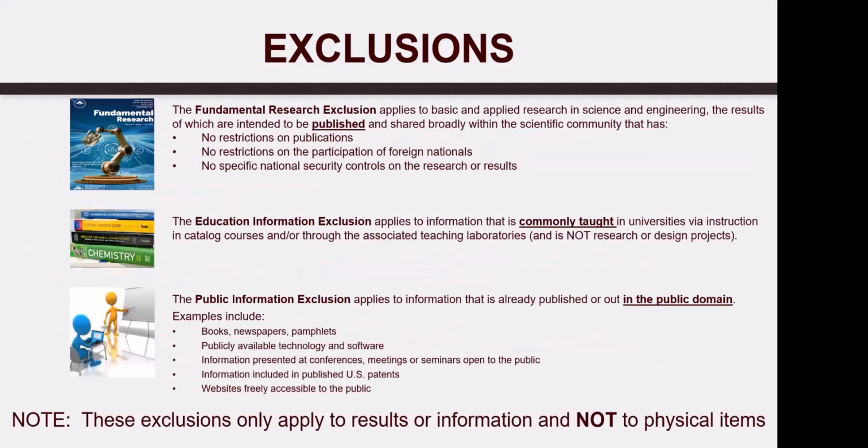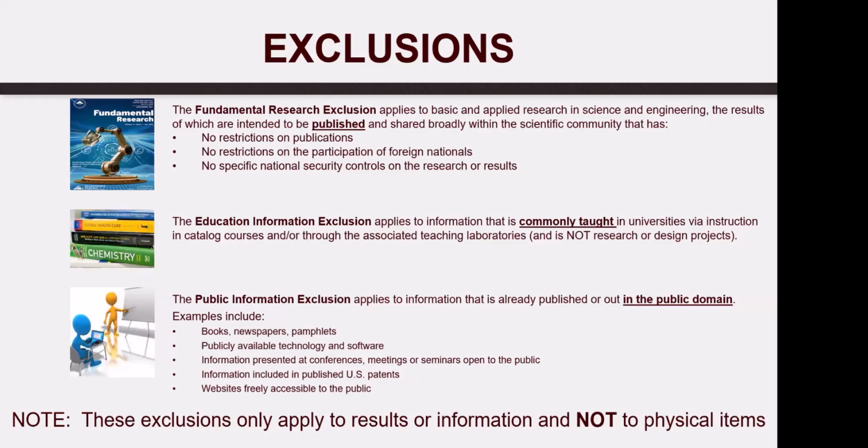All right, so let's talk about those three exclusions in a little bit more detail. The fundamental research exclusion is going to apply to basic and applied research in science and engineering. The main things about this is that the results need to be intended to be published and shared broadly within the scientific community. And also, there can be no restrictions on publications. There can be no restrictions on the participation of foreign nationals. And there can't be any specific national security controls on the research or the results, meaning there's not some sort of sponsor thing going on there.